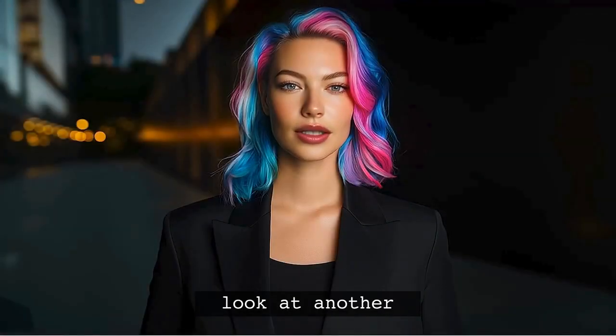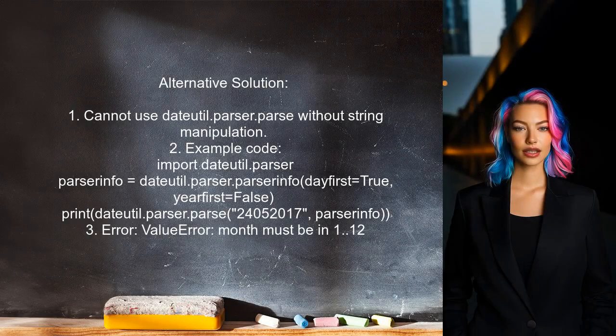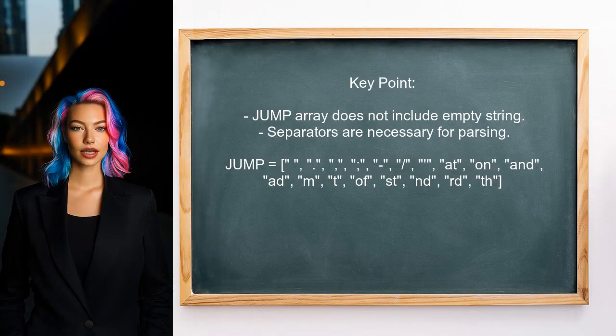Let's take a look at another answer from another user. This user points out that you cannot use dateutil.parser.parse without manipulating the string. They demonstrate that even with parserinfo set to prioritize day first, the function still raises an error because it cannot interpret the input correctly. The user explains that the parserinfo's JUMP array does not include an empty string, which is why the input fails. They emphasize that separators are necessary for proper parsing.